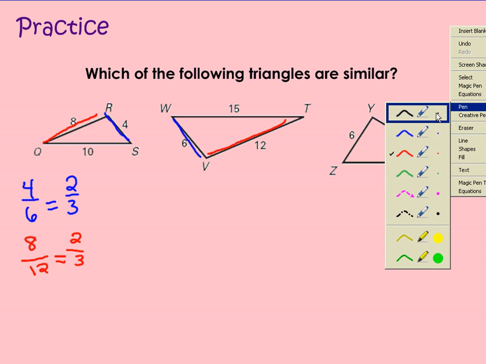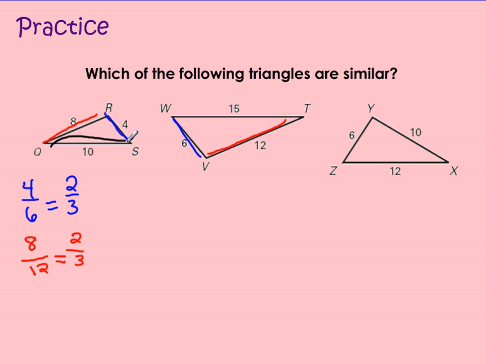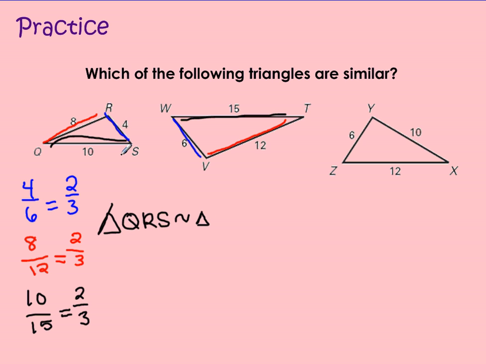And then our final sides, 10 and 15, we'll want to simplify as well. And 10 and 15 can both get divided by 3. So when we do that, they'll simplify to 2/3 as well. So here we see that all the sides are proportional with these two triangles, so we can say they're similar. So I'm going to write a similarity statement, and this is where we have to be careful. So I'm going to just write QRS for my first triangle, but when I go ahead and write the second one, I have to be specific.